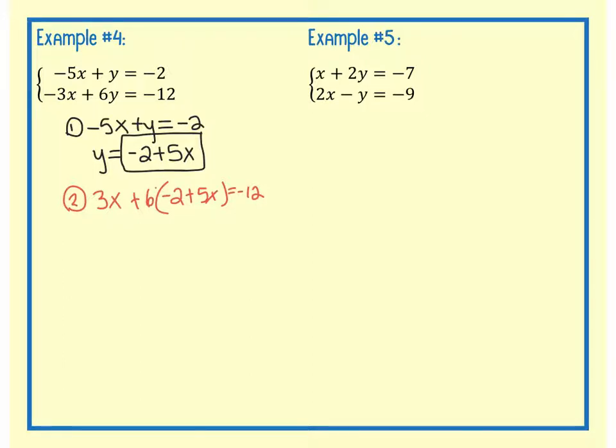Now I'm going to distribute into my parentheses. This is going to allow me to solve for x by itself. So 3x minus 12 plus 30x equals -12. Combine like terms. I have 33x minus 12 equals -12.